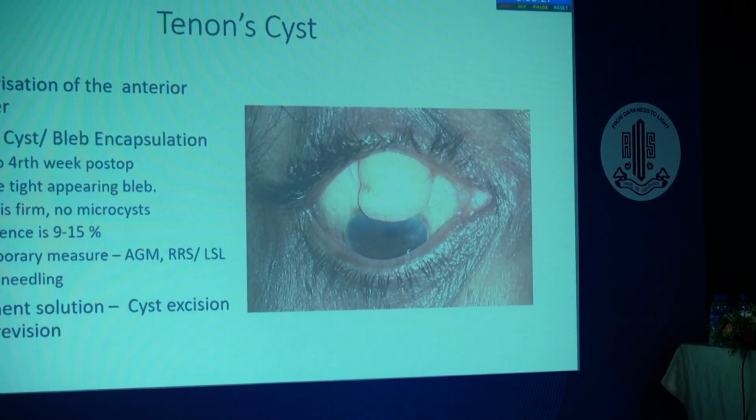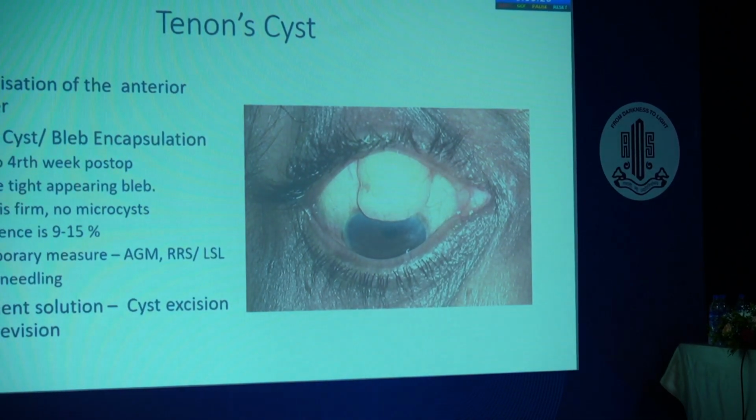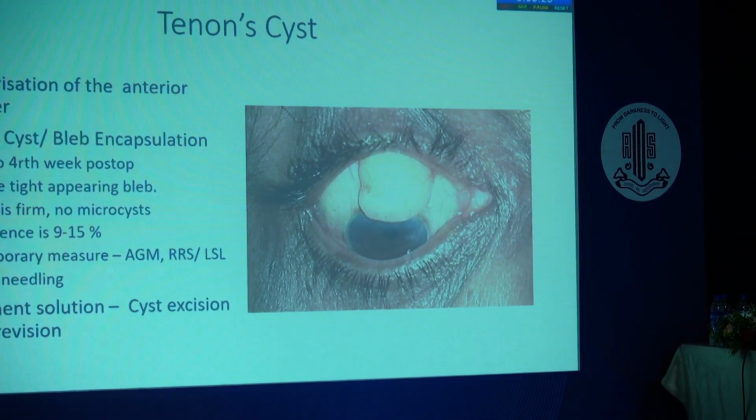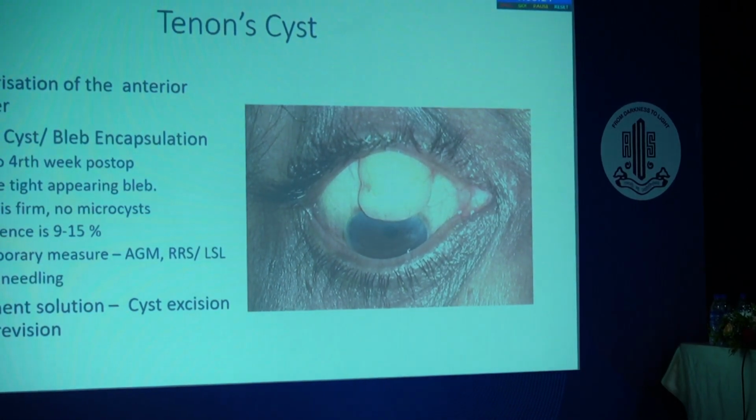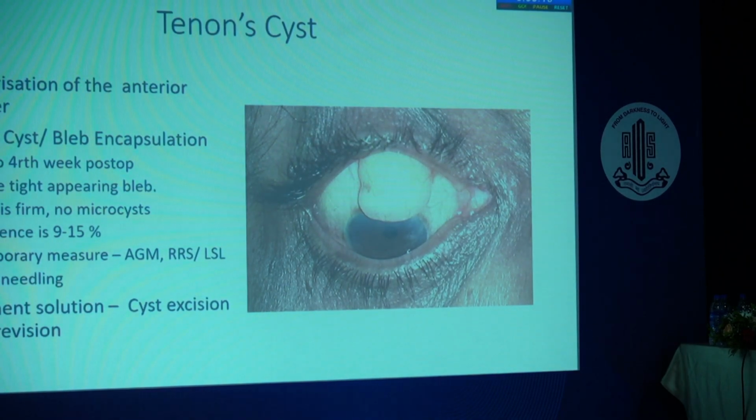Tenon's cyst is nothing but an encapsulated bleb that usually happens by the fourth week. You have a tense, tight-appearing bleb, and the bleb is formed, with no microcysts. The permanent solution actually is to excise the cyst and revise the bleb.